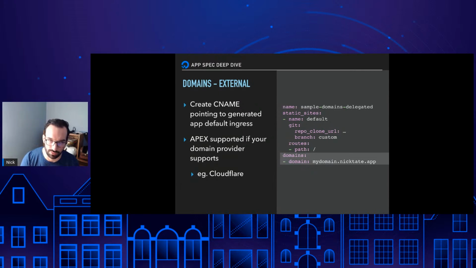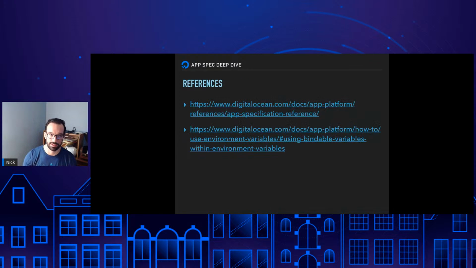And the spec for an external domain is very similar. The key part is that we're omitting that zone key that I talked about earlier, and all you're doing is listing the actual domain you want to reference. And like I said, I'd have to go to my provider and create a CNAME from mydomain.nicktate.app to the actual default ingress of the app. And that's it.